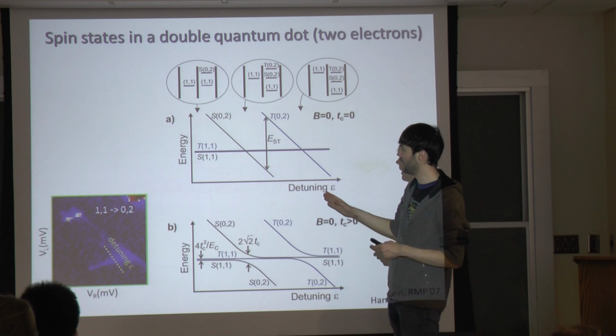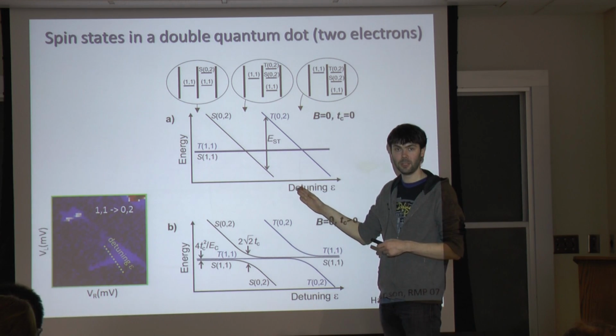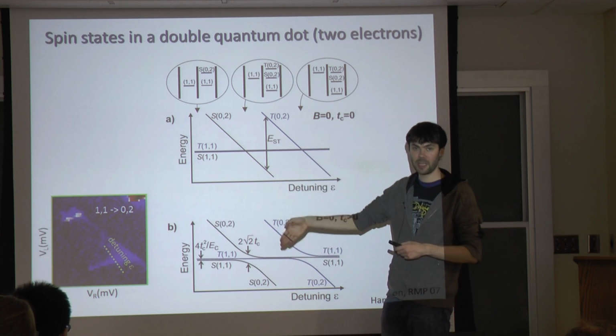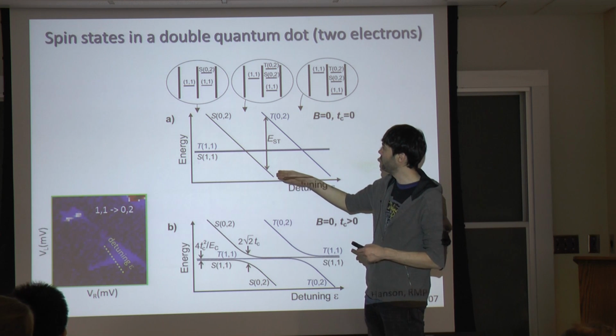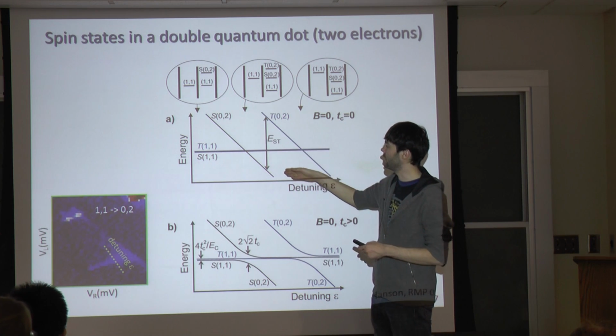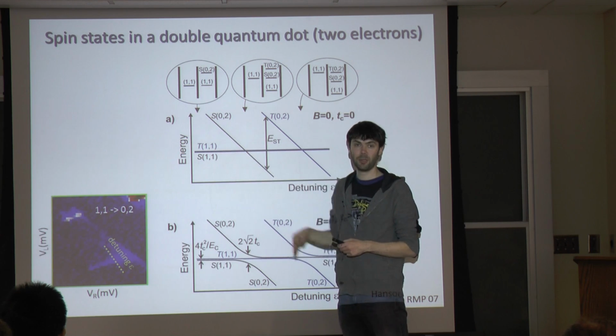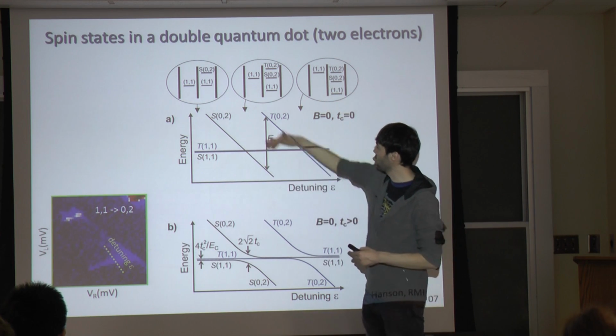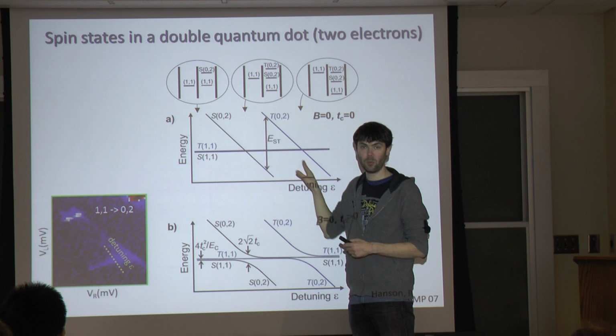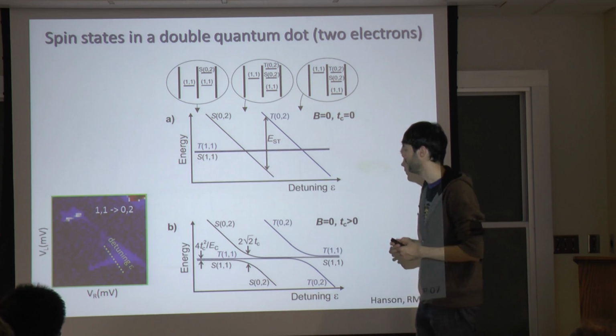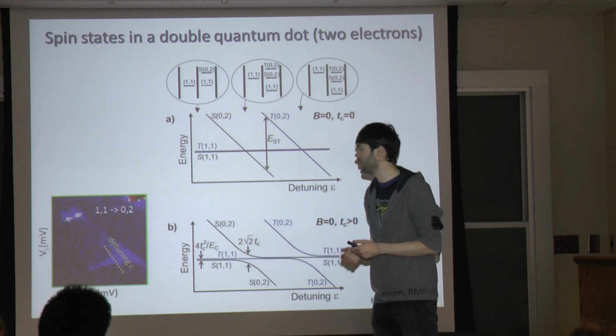So this slide explains detuning. Detuning is a particular cut in gate space where you detune the singlet O2 level with respect to singlet 1,1 and triplet 1,1. So the O2 ladder moves and the 1,1 ladder stays. And you can have coupling between these states.